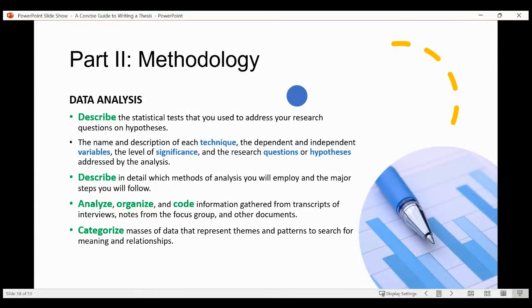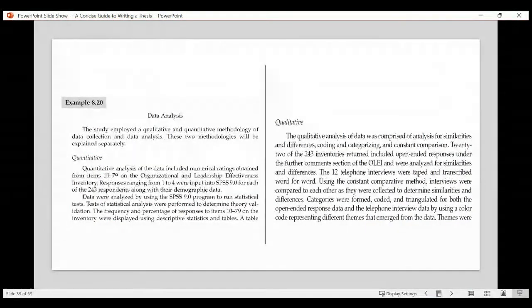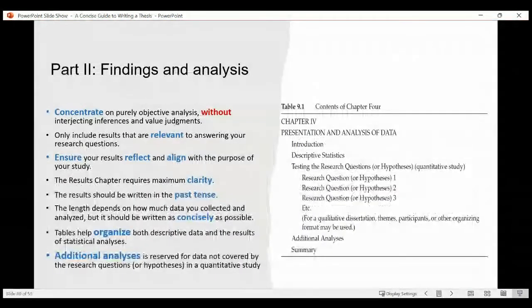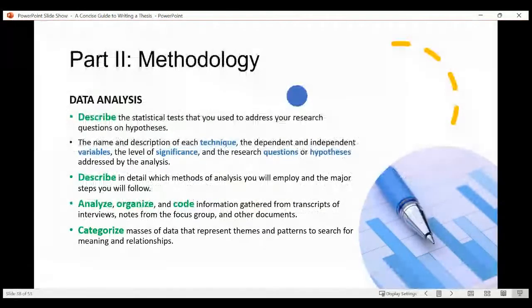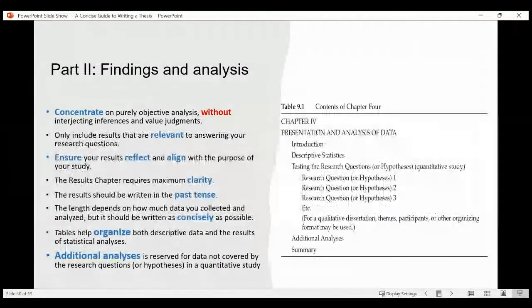Categorize your data. But when it comes to here I have also another example. Another example here. When it comes to data analysis here, in qualitative, if you want to use coding, you have three types of coding: open coding, axial coding, and selective coding. So it's easier for you if you use this kind of coding to organize your qualitative data.